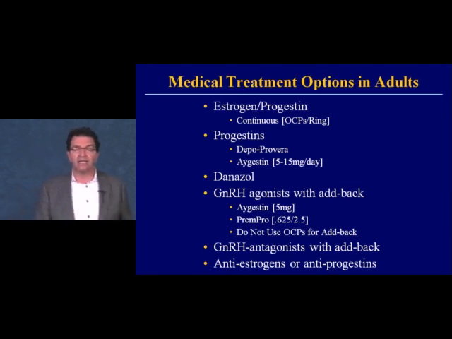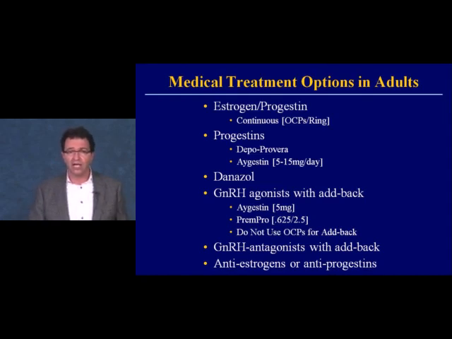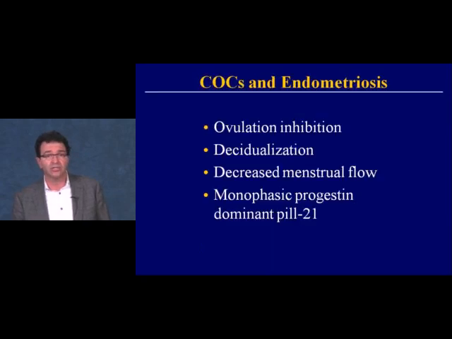Danazol was classically used, but we don't use it much anymore, mainly because it's a synthetic testosterone-based drug, and the side effect profile is not acceptable to most adolescents because it can cause deepening of the voice and hair growth. GnRH agonists we do use when other treatments are not effective because we try to start with the medications that have the least side effects. So let's look at some of them.